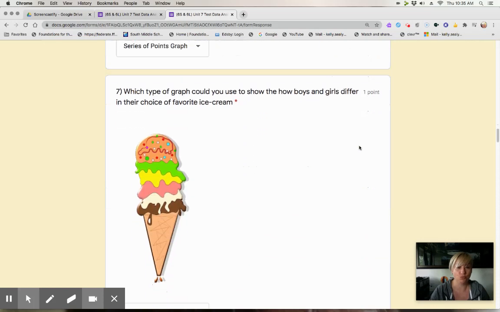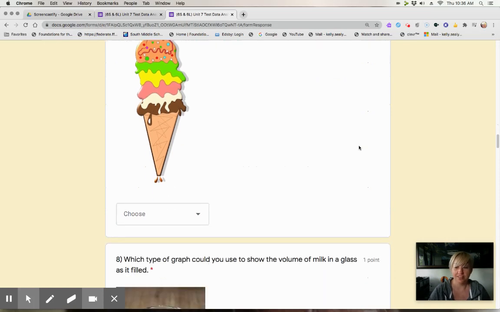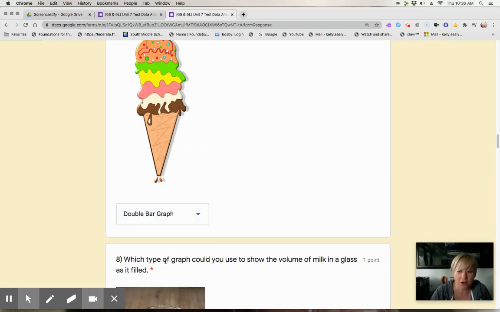Question number 7, which type of graph could you use to show how the boys and girls differ in their choice of favorite ice cream? Boys and girls are 2 sets of data. That means that it needs to be represented in a double bar graph. You've got 1 bar showing the boys' preferences and 1 bar showing the girls' preferences.